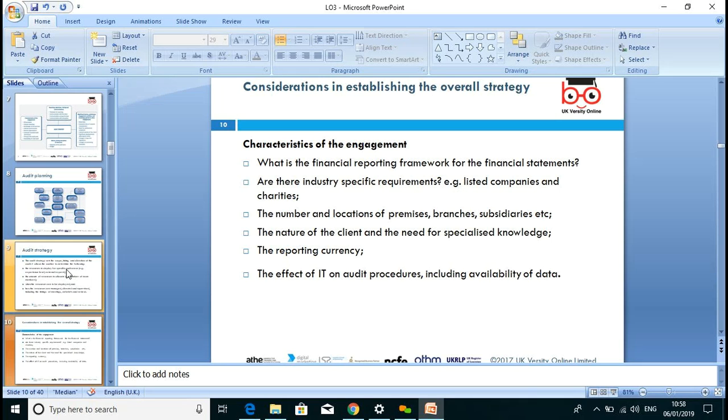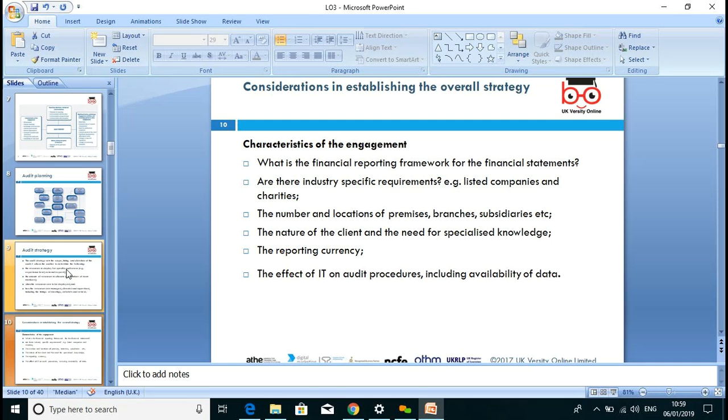Then there are the industry-specific requirements, listed companies and the charities. You need to look around the number and the location of the premises. How many places does the company have operations? So you can cross-check it. You need resources for it in your strategy. The nature of the client and the need for specialist knowledge. What kind of specialist knowledge? If you're dealing with machine automation, maybe someone in your audit team has some background knowledge or awareness of how things work, because some audits can be very technical and your opinion should be based on properly determined facts and figures.